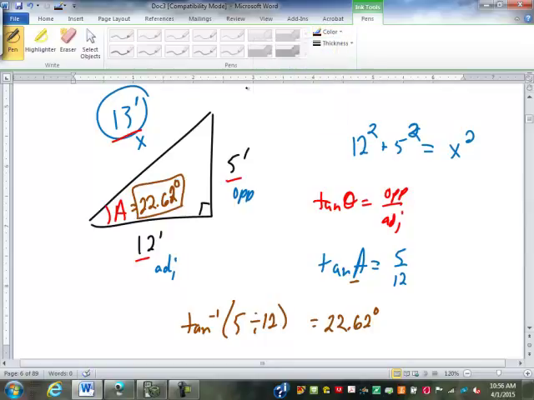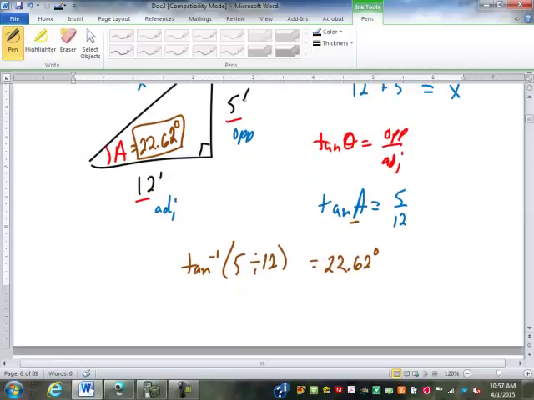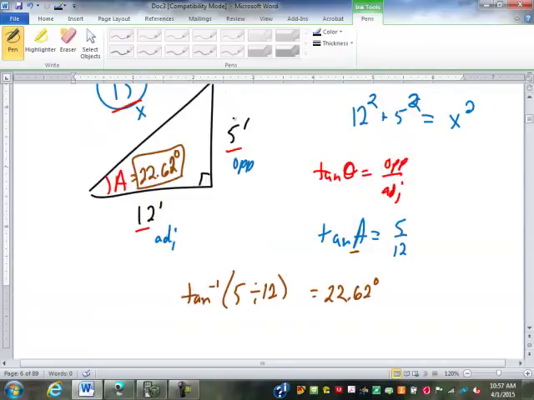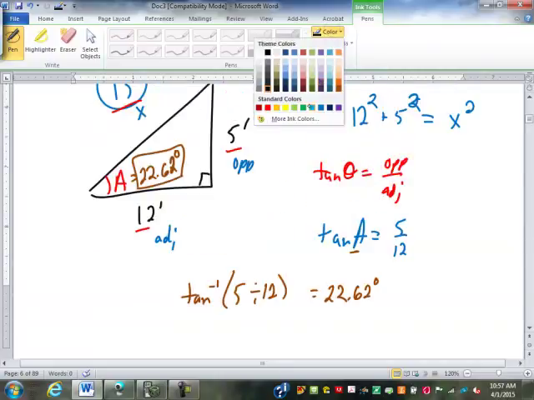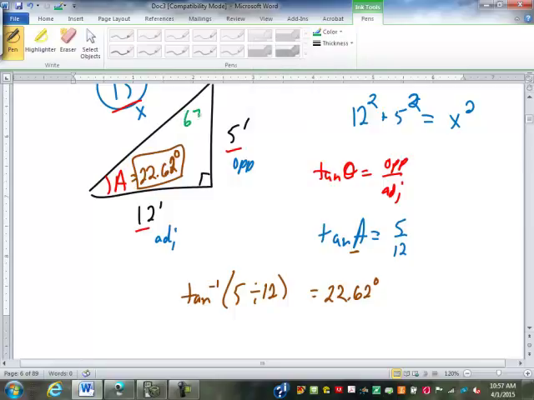Or you could do the 5 divided by 12 first, but you get like 0.4, blah, blah, blah, and then you have to write it down, but it's going to be rounded off that way. Got it? Of course, now the other angle up here is going to be pretty simple to find. It's just going to be 67.3 degrees.